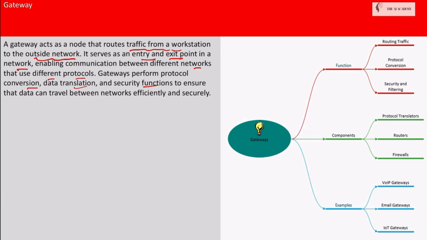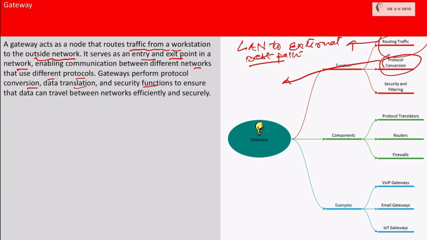Routing traffic. The gateways route traffic from a local network to an external network, acting as a bridge between the two. They analyze data packets and determine the best path for the data to travel to reach its destination. This routing function is essential for enabling communication between devices on different networks, whether within a local network, between local networks, or across the Internet. Protocol conversion. Gateways perform protocol conversion to enable communication between devices that use different communication protocols.